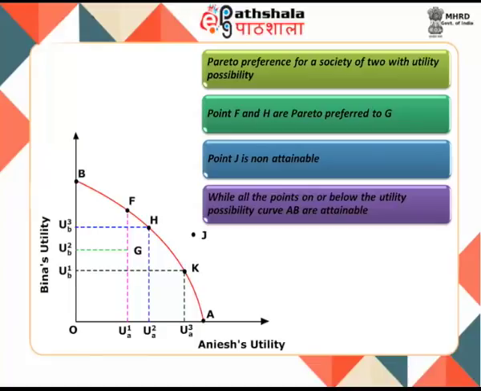While comparing points K and H, we can't conclude that one point is Pareto preferred as compared to another point. To make Anish better off, we have to make Bina worse off, or to make Bina better off, we have to make Anish worse off. There will not be a unanimous choice between points K and H for Bina and Anish, but the unanimity is possible between both of them while comparing points G and H or G and F.